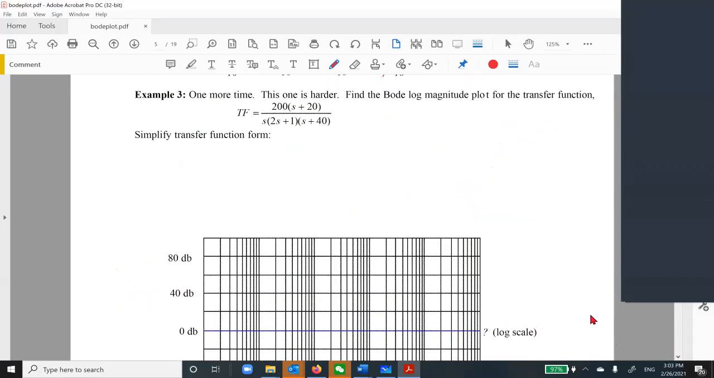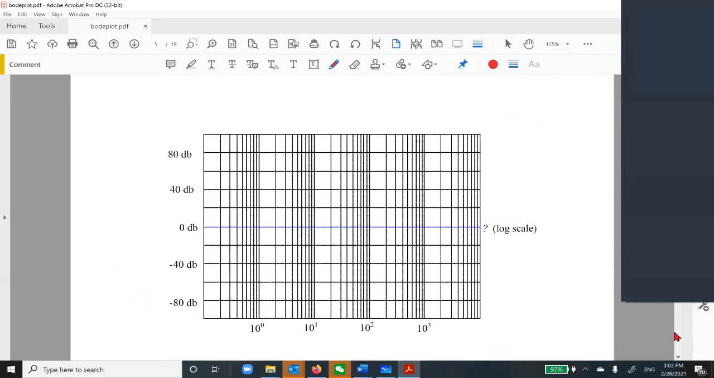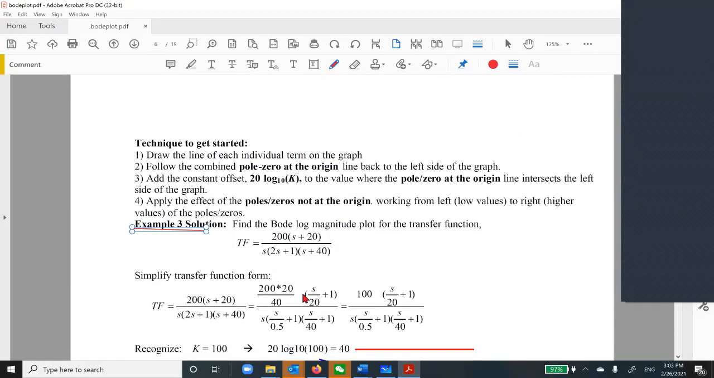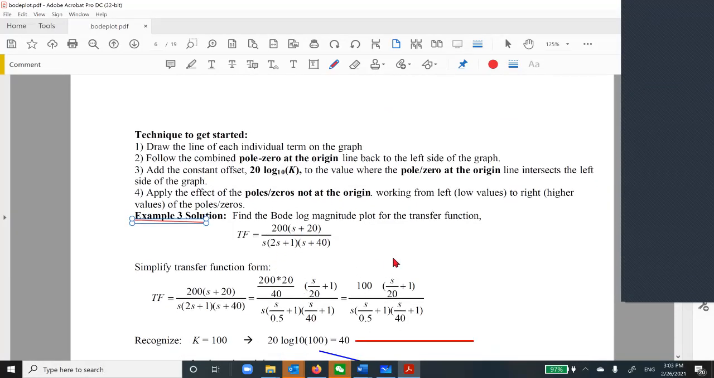So then let's go to example 3, okay? They say, oh, this one is harder. Why? I don't think it's harder. I think they want us to do it, or they have a worked out example in here, okay? First of all, example 3 solutions. Find the Bode log magnitude. So you basically need to make this a standard form, okay? So this is not standard form, but this is, okay?